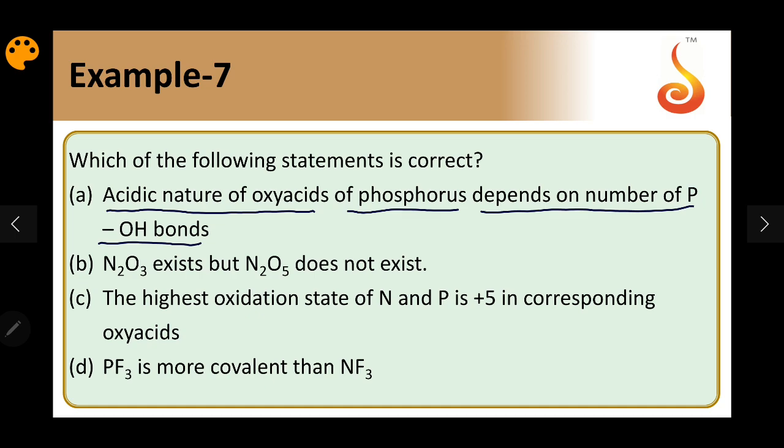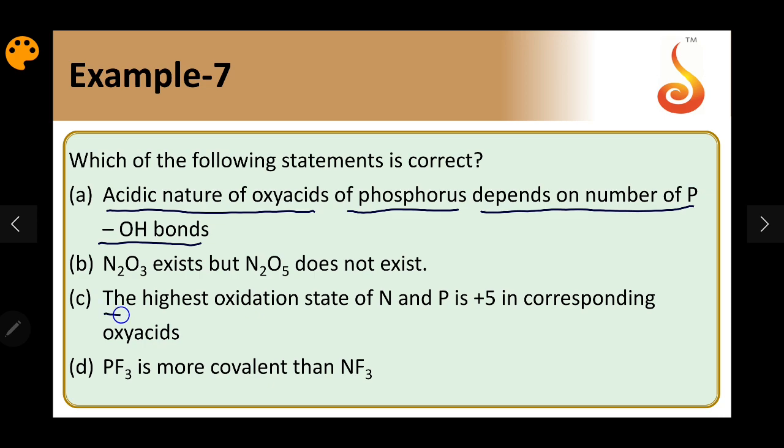N2O3 exists and N2O5 does not exist. So here N2O3 exists, N2O5 can also exist. So N2O3 exists, N2O5 will also exist. Decomposition of N2O5 we have studied in equilibrium. So N2O5 can also exist. So this is not a very correct statement.